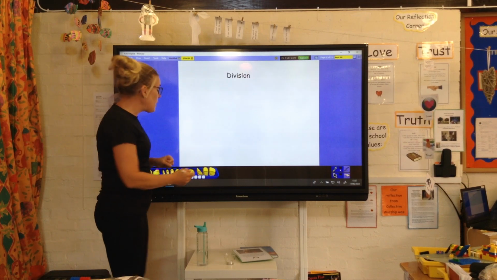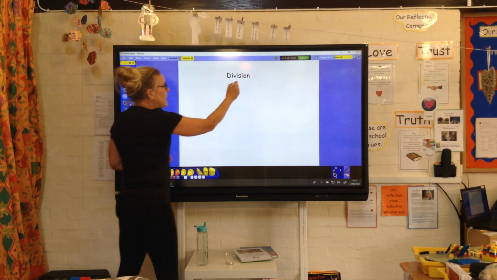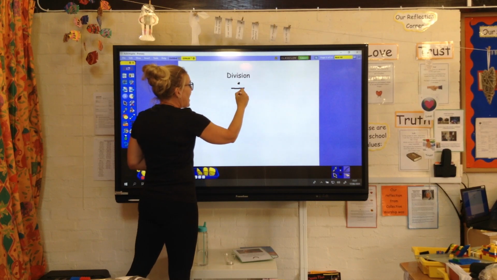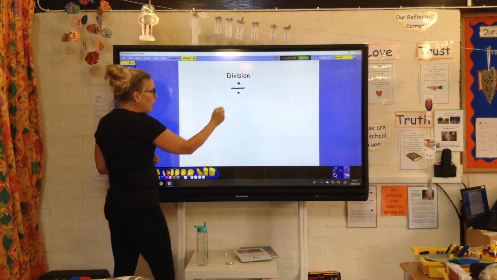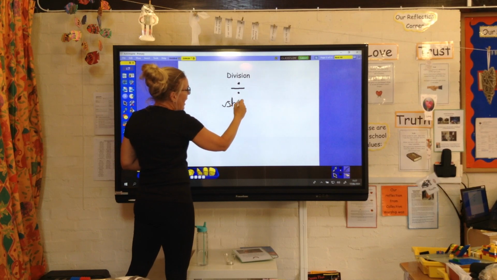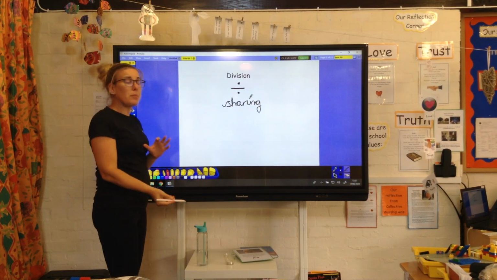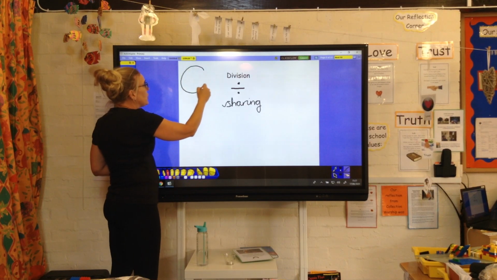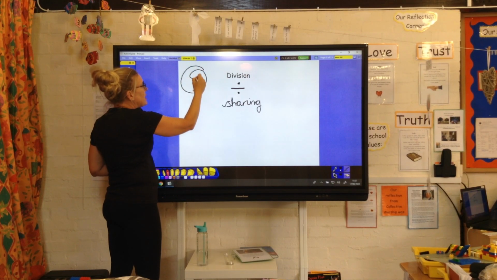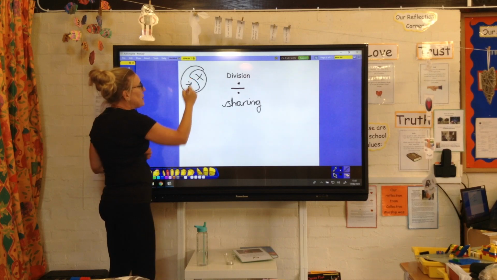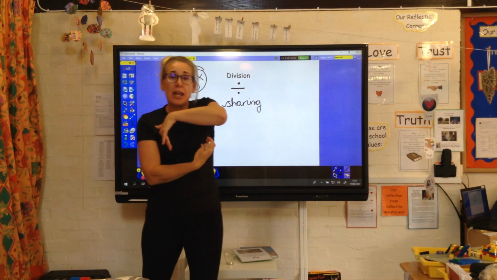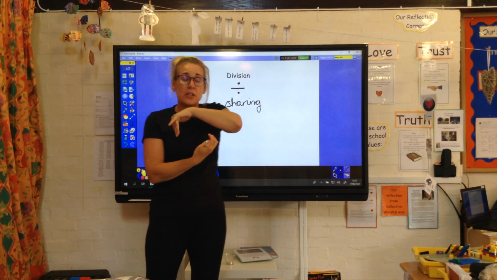This week we're thinking about division. So division is shown by this symbol here. And division is a way of sharing. Okay? And division, as we know, is really closely linked to multiplication. And we often talk in class about the yin and yang symbol because we talk about how division and multiplication are opposites of each other.